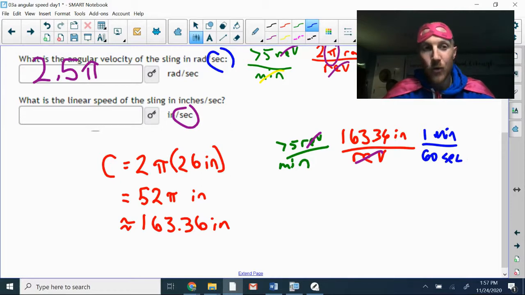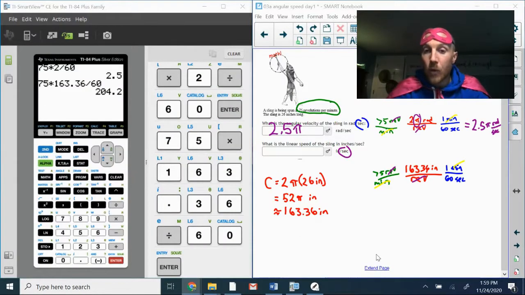If I had chosen to work from my previous answer of the angular velocity from part 1, I would not need this conversion factor again. In hindsight, that actually would have been faster. Okay, so I've got my calculations set up. I'm going to drop that into the calculator, 75 times 163.36, and then divide by 60. I've typed that in here, and end up with 204.2.